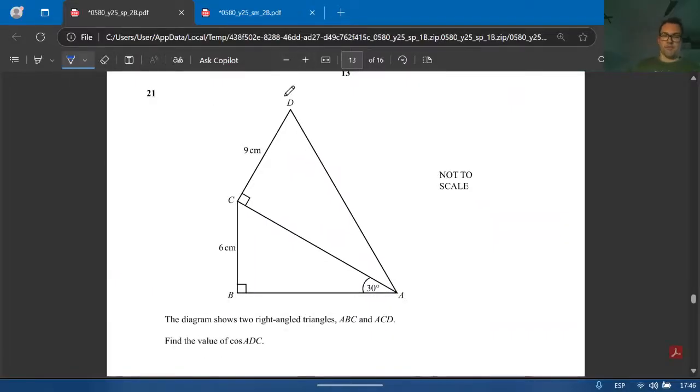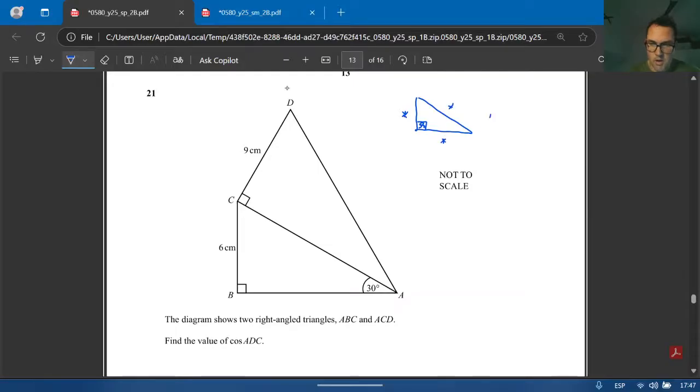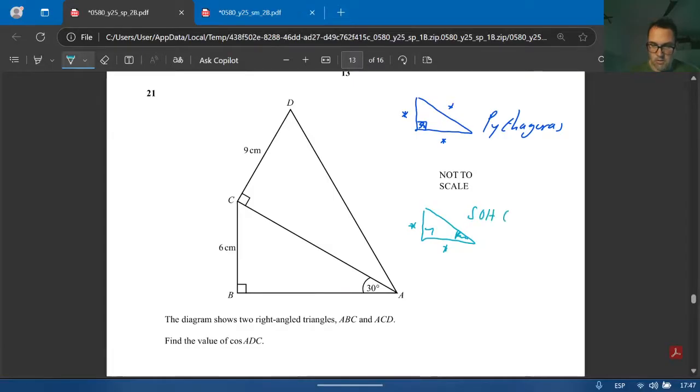Question 21. This one is going to be fun. The diagram shows 2 right-angled triangles ABC and ACD. So when you see a right-angled triangle, you just know immediately 1 or 2 things is going to happen. If we work with all the sides only, we are going to use Pythagoras. Right? And then if we are going to work with the sides and angles, we are going to use SOHCAHTOA.